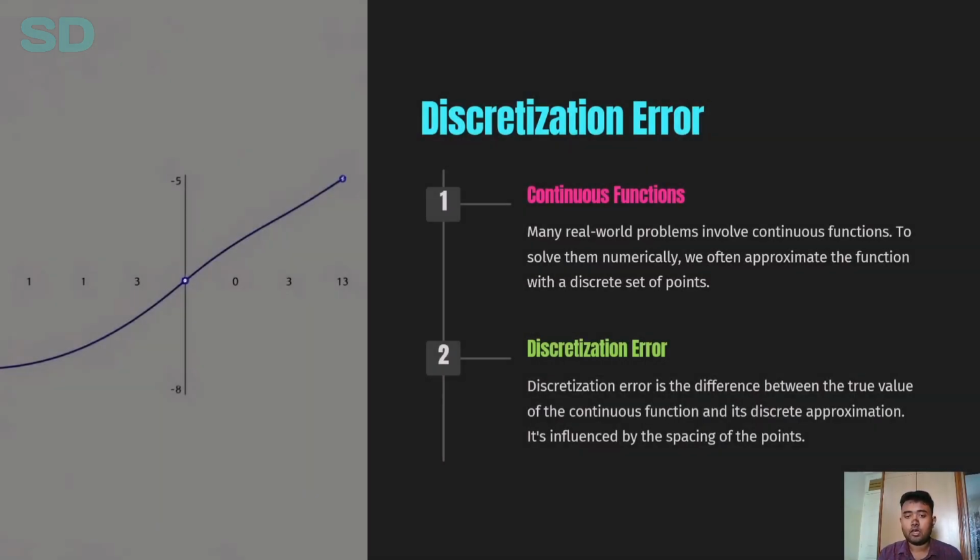Discretization error. Continuous functions. Many real-world problems involve continuous functions. To solve them numerically, we often approximate the function with a discrete set of points. Discretization error is the difference between the true value of the continuous function and its discrete approximation. It's influenced by the spacing of the points.